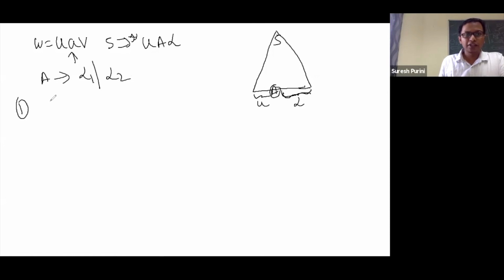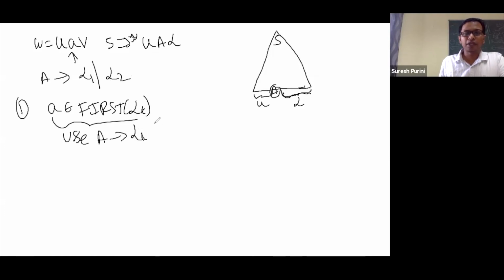So the idea here is, let's say the current lookahead symbol A belongs to first of alpha I. If this is the case, we can use the substitution rule A goes to alpha I to expand the parse tree. Here I can be 1 or 2, no problem.